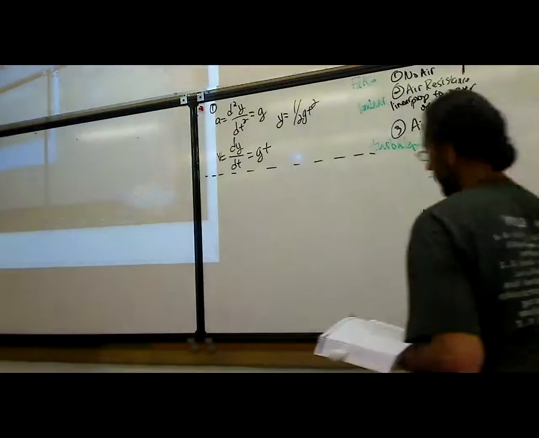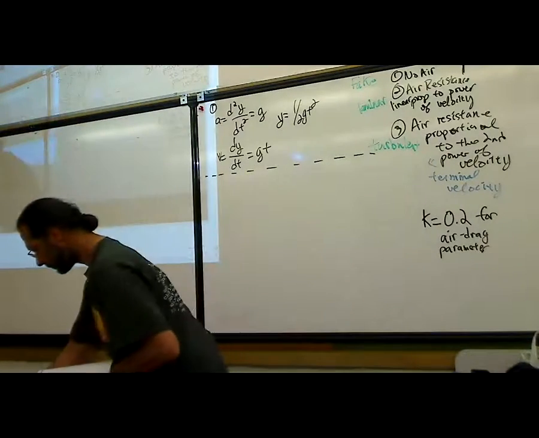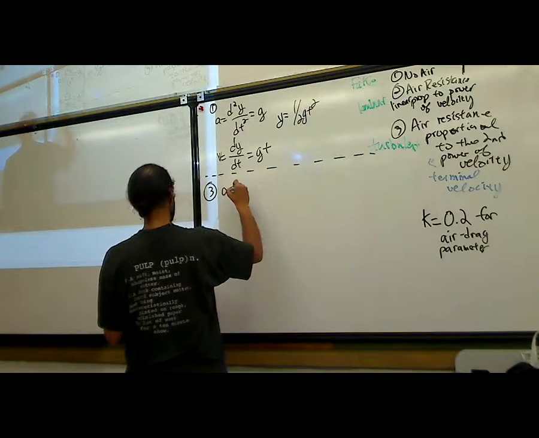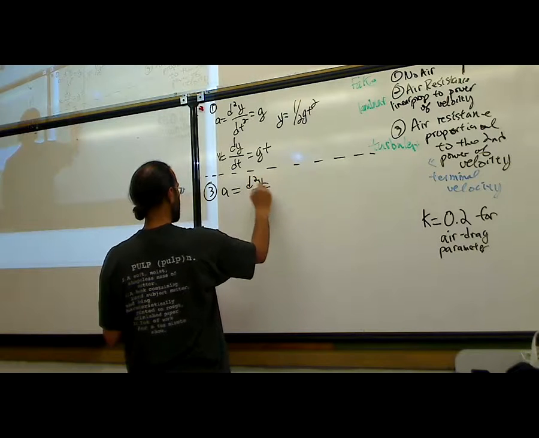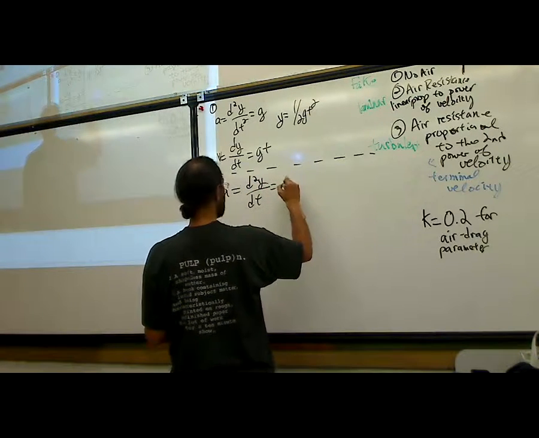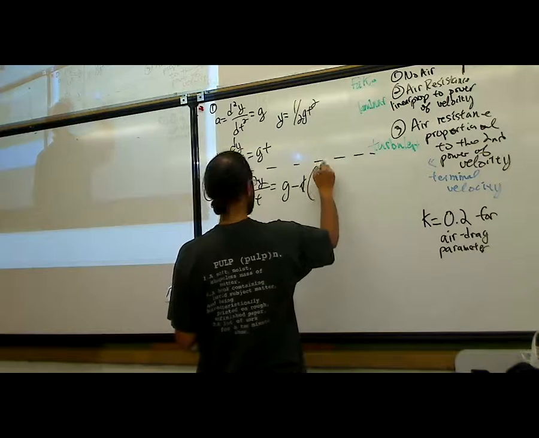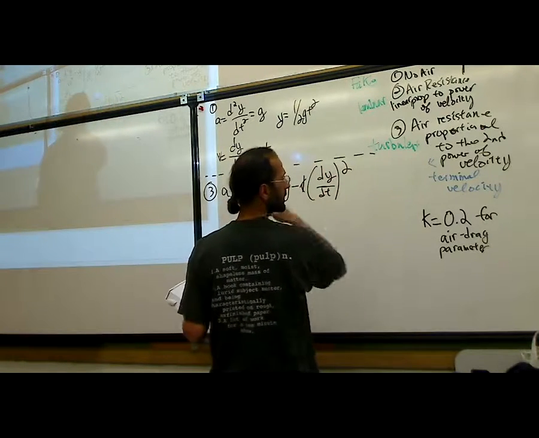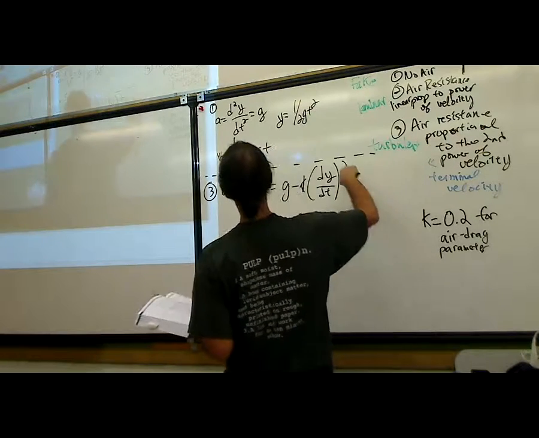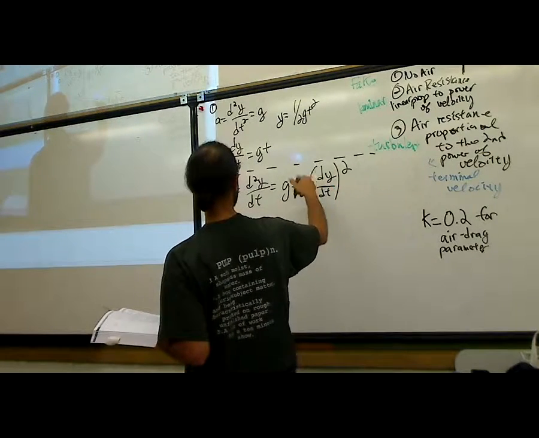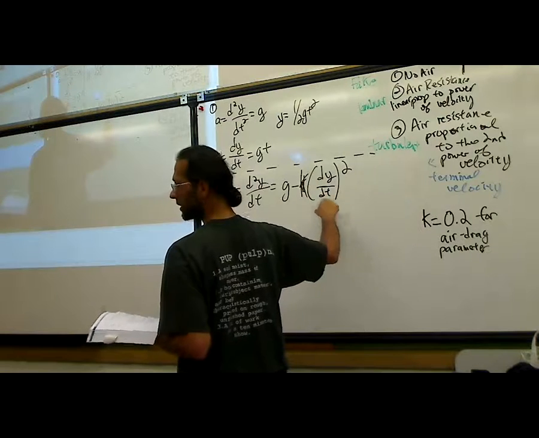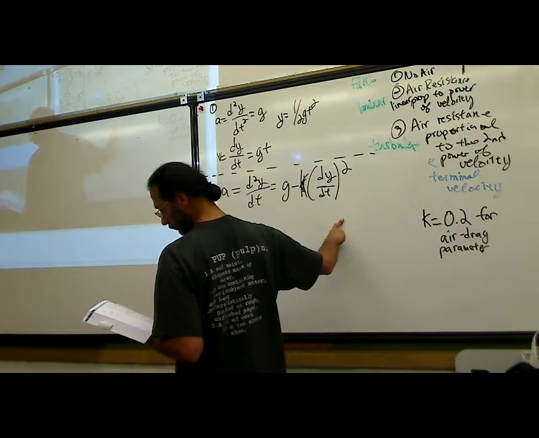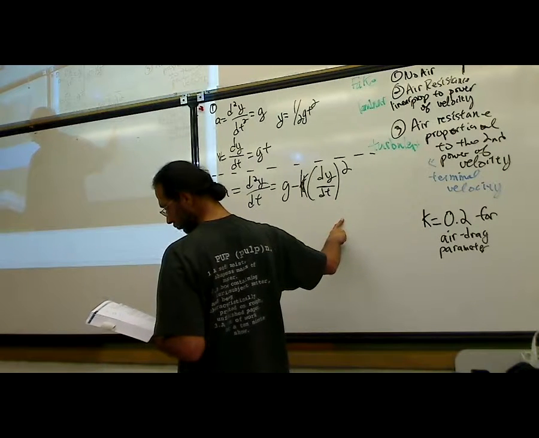The equations get really cool on this one. So acceleration is g minus k dy/dt squared. Here's that square on the velocity. Well, so that's the proportionality. So dy over dt is velocity. Yeah, square velocity, k proportional.